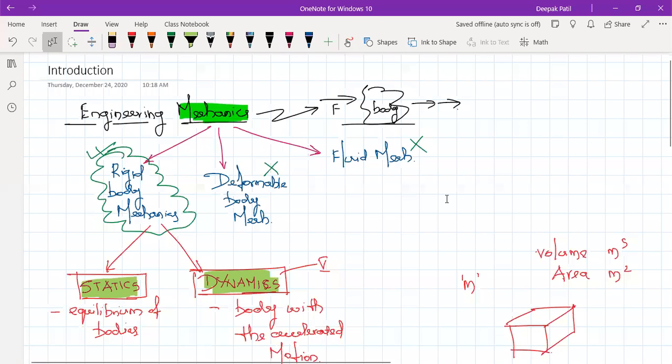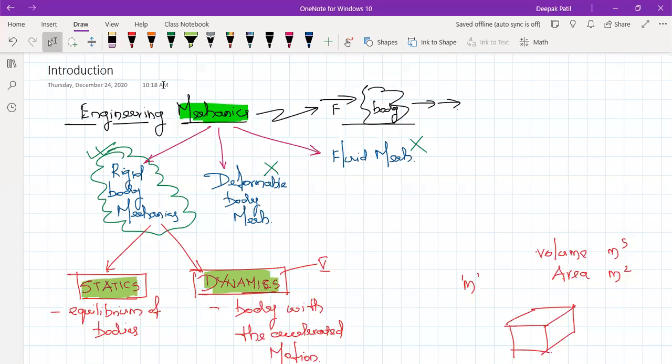These are all the basic things we have already learned, but I thought it would be an injustice if I didn't tell all these things, assuming that you have already learned them. So we'll once again brush up whatever we have learned. We are going to start with our engineering mechanics study.